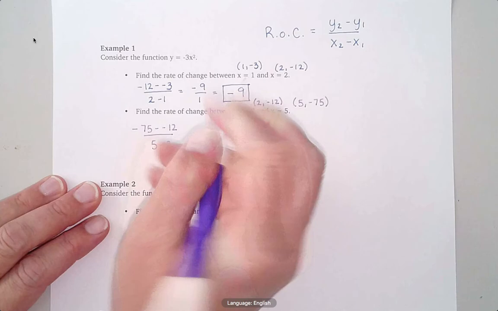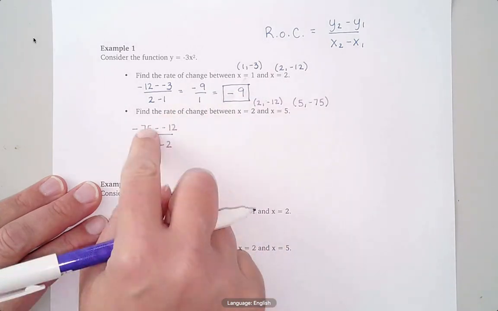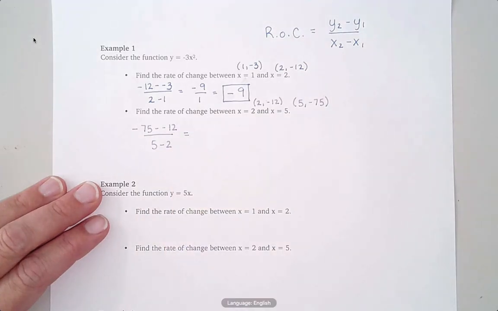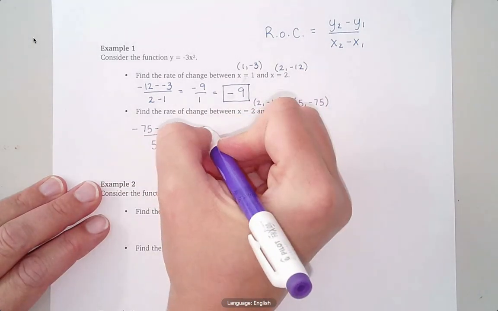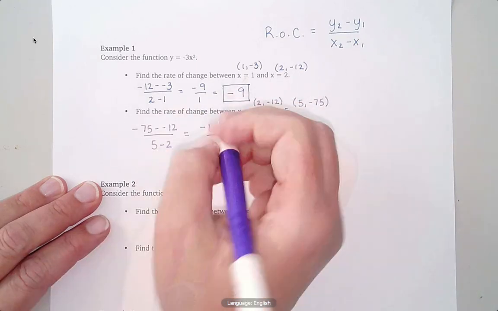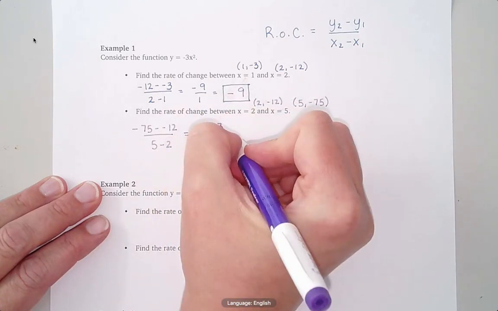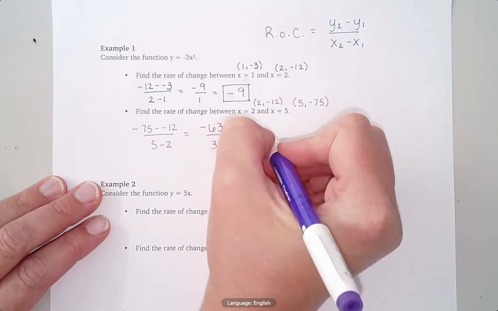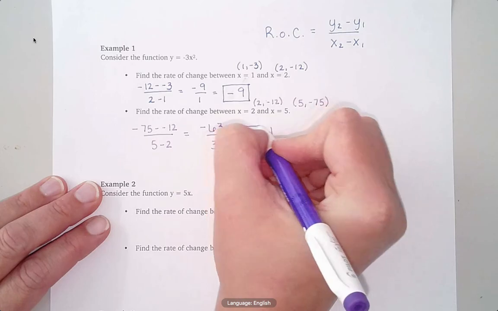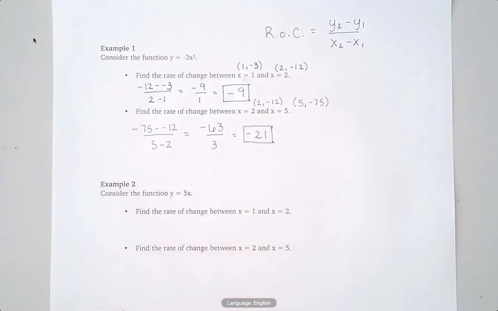Change in y's versus change in x's. So negative 75 plus 12 is really what that works out to be. So that should be negative 63 divided by 5 minus 2, which is 3, and that works out to be negative 21 for your rate of change. I should point out, a lot of the times rate of change comes out as a fraction. It's kind of a fluke that I gave you two here that came out as whole numbers. Don't be freaked out if it comes out as a fraction. That's okay, it's a ratio. Okay, it's a rate.